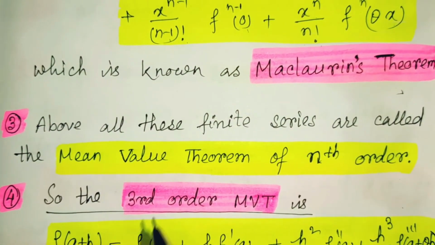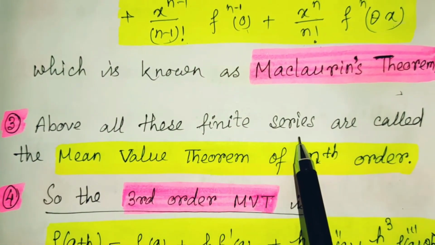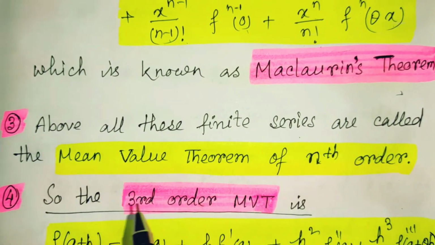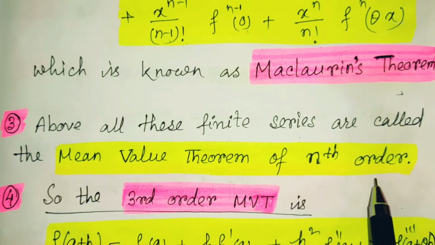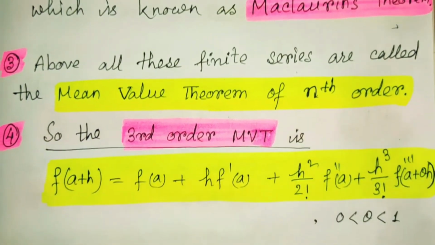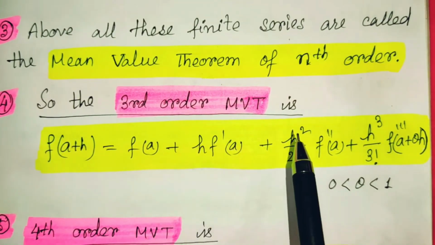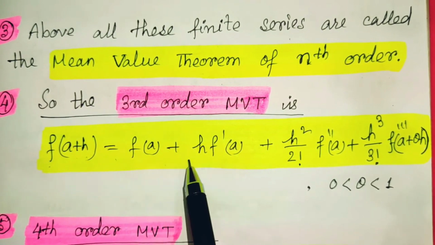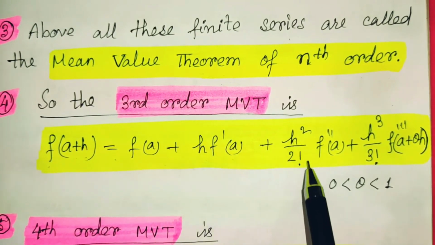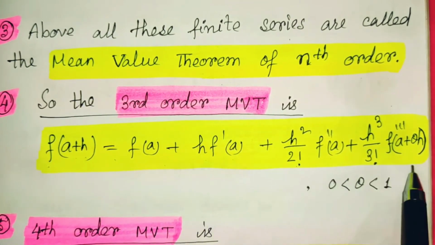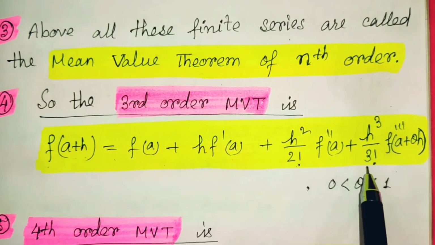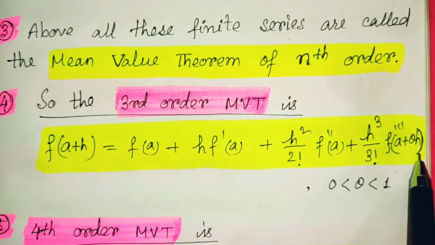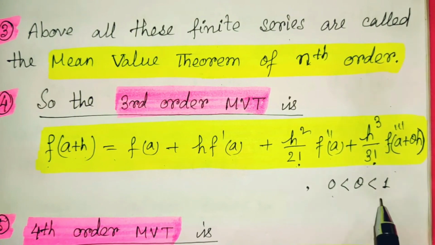So above all those, these finite series are called the mean value theorem. Whatever series we have going on here, these are all called the mean value theorem of nth order. Okay, so from here we can say that the third order mean value theorem should be f of a plus h is equal to f of a plus h f dash a plus h square by 2 factorial f double dash a, and this is the remainder term, h cube by 3 factorial f triple dash a plus theta h, where theta lies between 0 and 1.